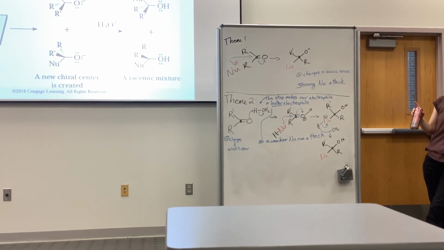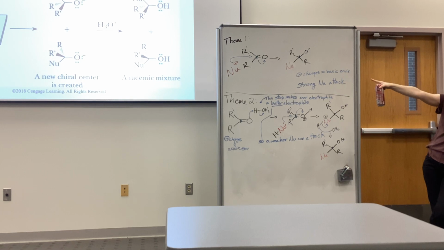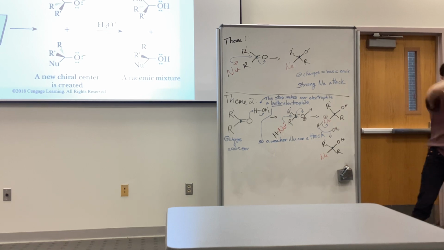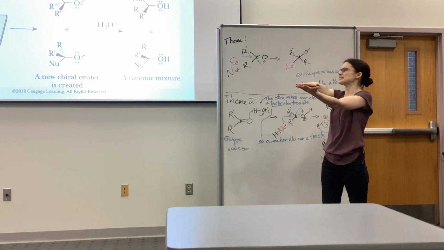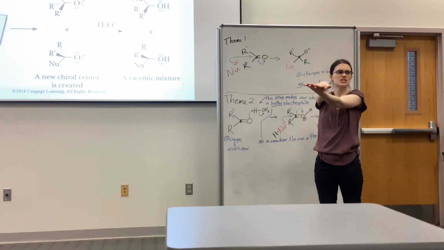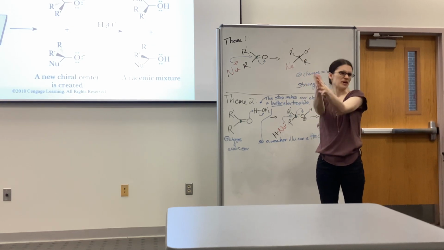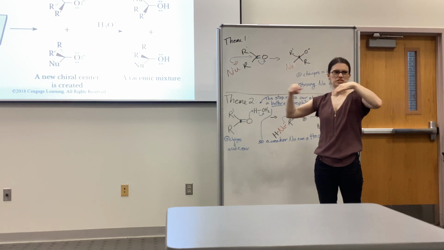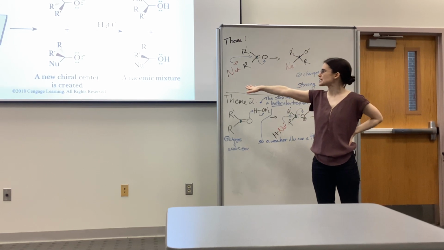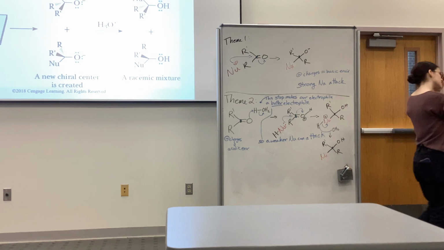But let's talk about selectivity, because can we get selectivity from this? It's not really the same as in SN2 attack or anything, right? So really we've just got a flat guy, and it's going to be attacked from the top or from the bottom. We can't really control which way, right? It's just all up in a solution. So we're always going to get racemic mixtures from these guys.